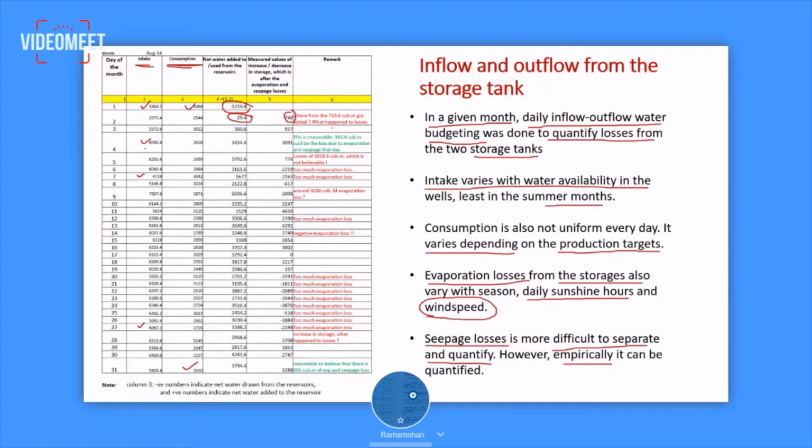And take for example, there is a pumping intake of 6050,000 cubic meters, and there is an outflow of 2,616,000 cubic meters.